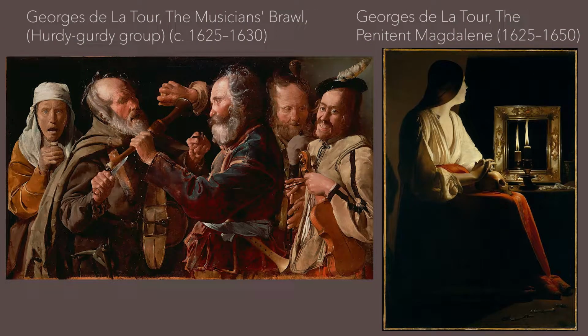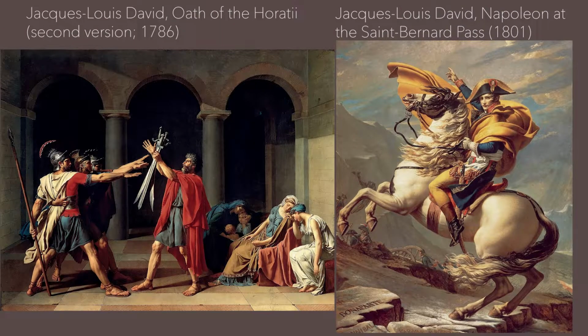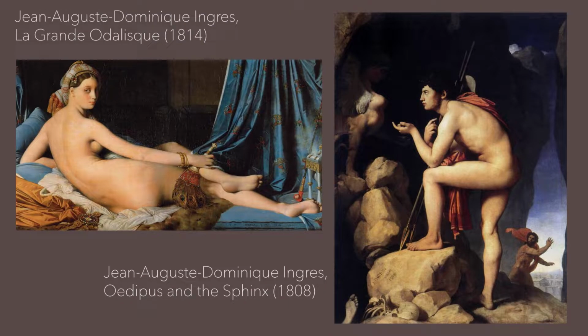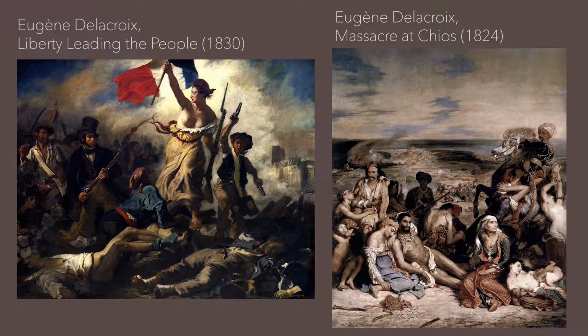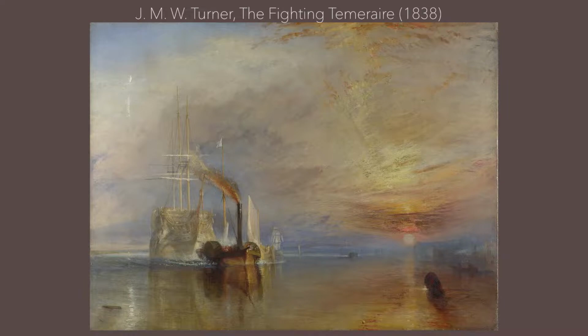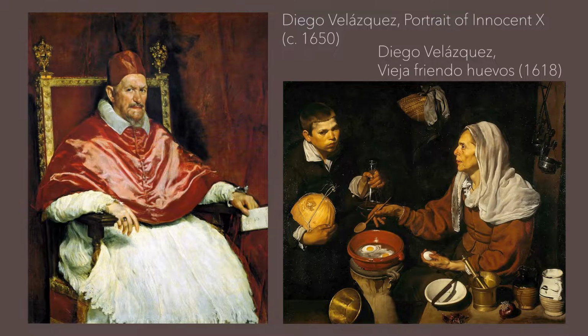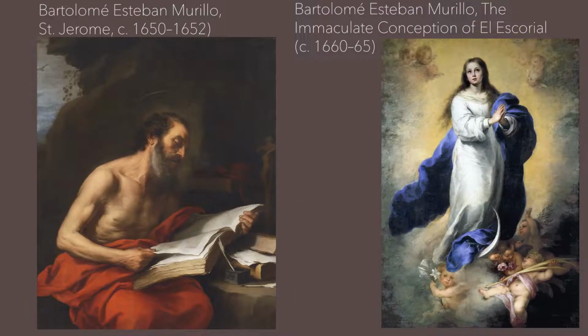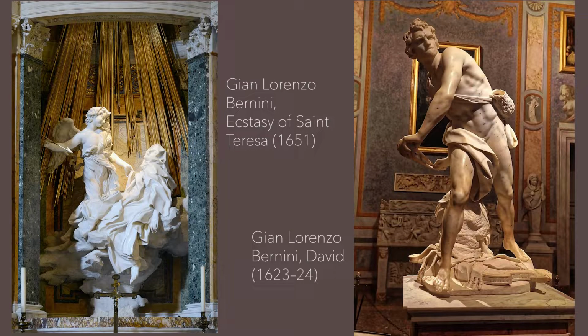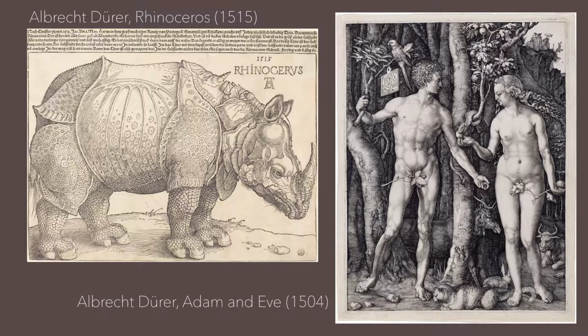Even later French artists like Georges de la Tour, Jacques-Louis David, Jean-Auguste-Dominique Ingres, and Eugène Delacroix. English artists like J.M.W. Turner and John Constable, as well as Spanish artists like Diego Velázquez, El Greco, and Bartolomé Esteban Murillo. I'm mentioning a lot of painters, but we can also include sculptors like Bernini or printmakers like Albrecht Dürer and Francisco Goya.